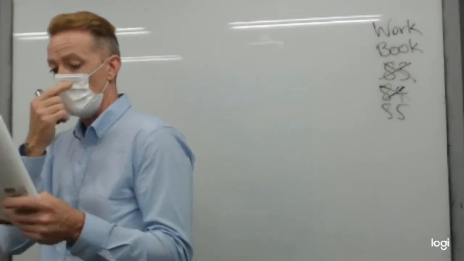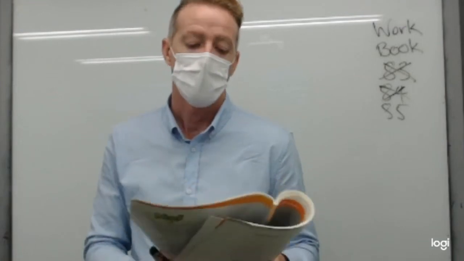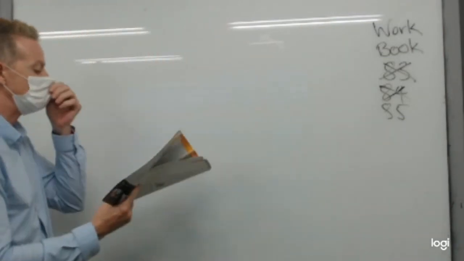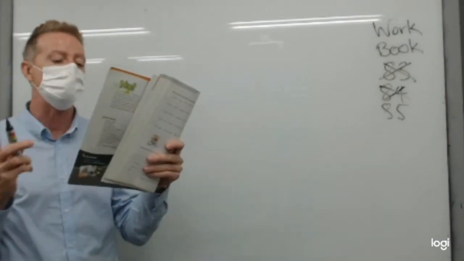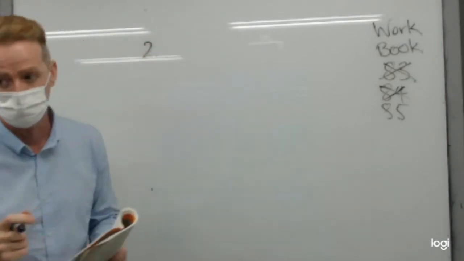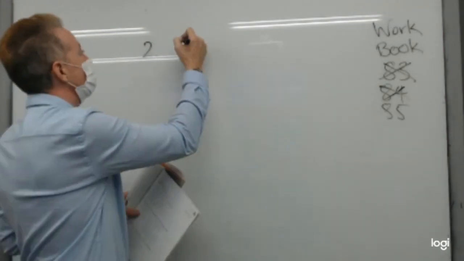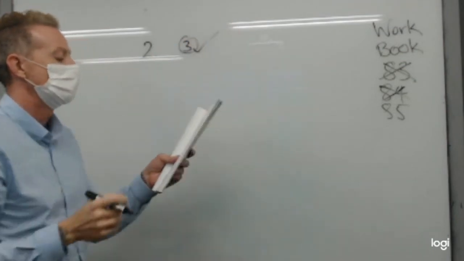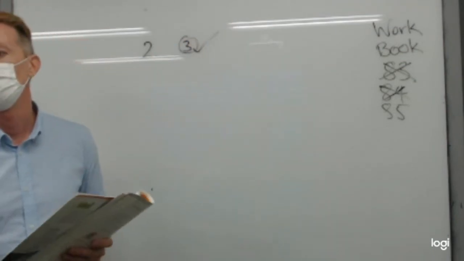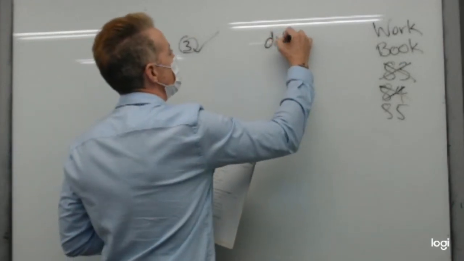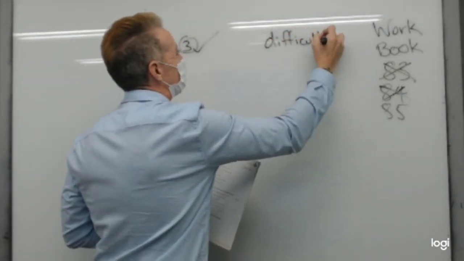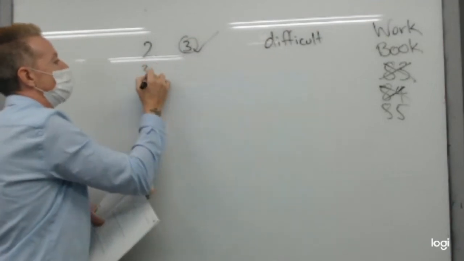All right. Exercise B. You have to check where the word goes, and write the word that it modifies. So number two, that problem was quite difficult. So number three, check. And what is the word that it is changing? Difficult. Good. It is changing difficult, from difficult to quite difficult.